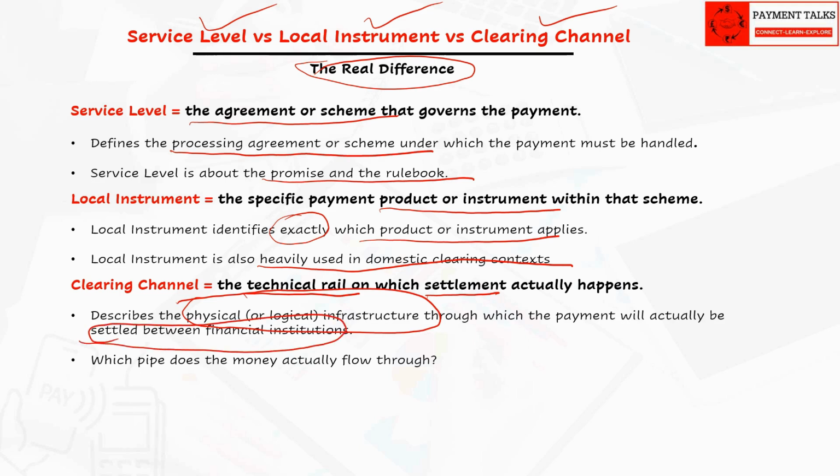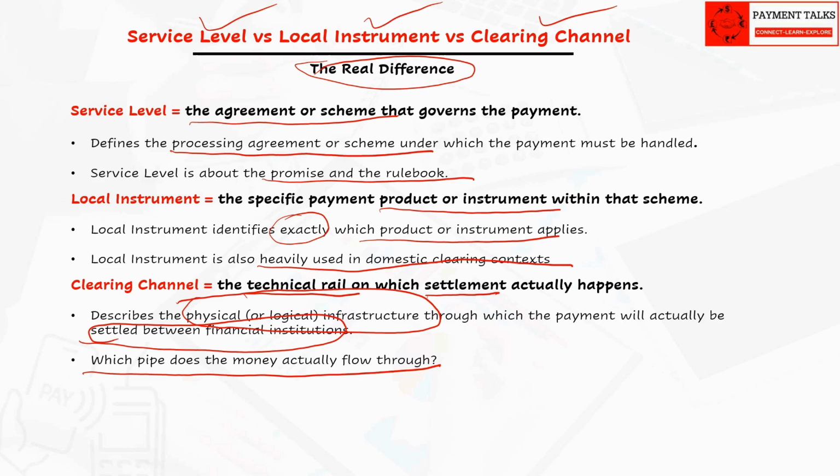Two payments can have the same service level and the same instrument, but settle through completely different clearing channels, depending on their value, currency or bilateral arrangement. Clearing channel answers the question: which pipe does the money actually flow through? And critically, this field only exists in PACS.008, not in PAIN.001. The corporate does not choose the clearing rail, the bank does.